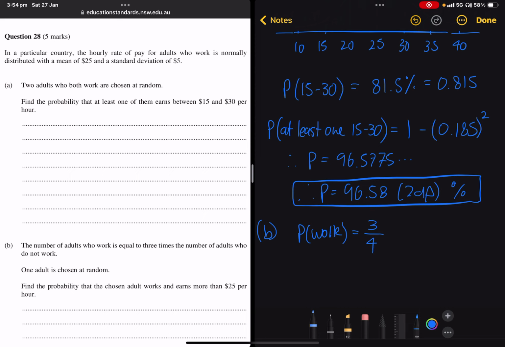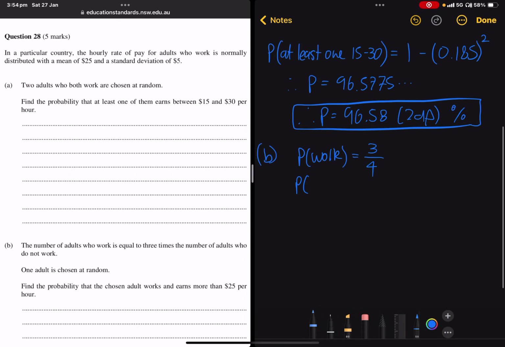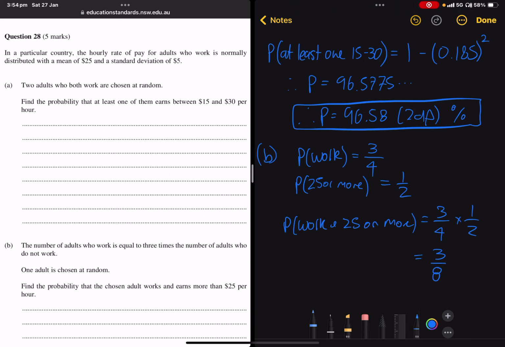Now, the probability they earn more than $25 per hour, from our diagram, that's this top half, is 50%. So the probability that they earn 25 or more is 1/2. And so this is just going to be a product. So the probability that someone works and earns 25 or more is going to be 3/4 multiplied by 1/2. This is 3/8, and this is the answer we're after.